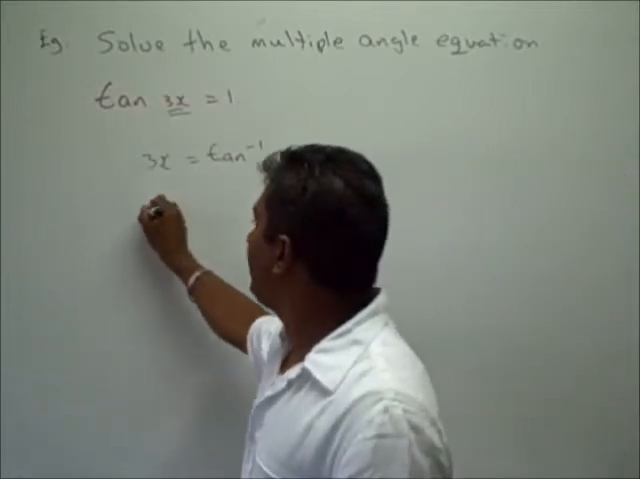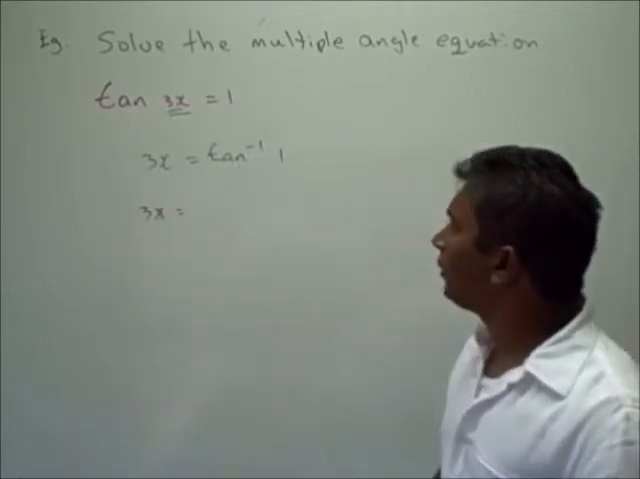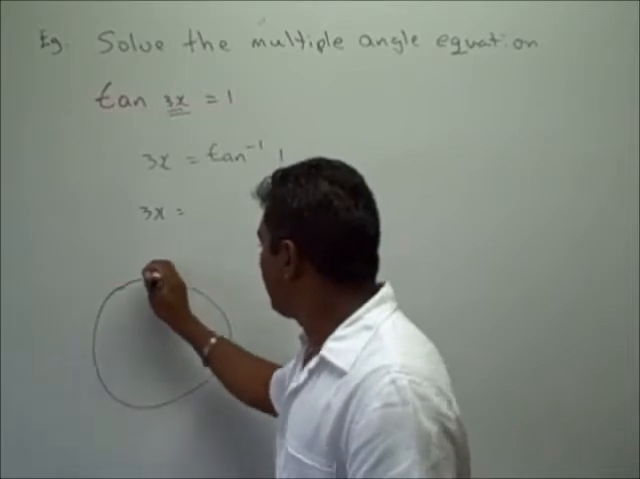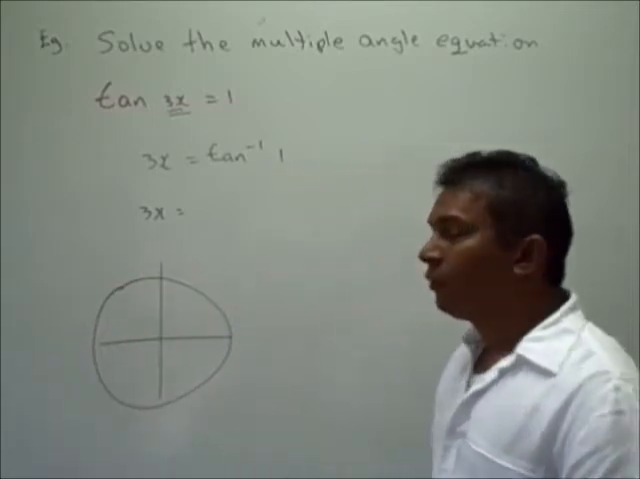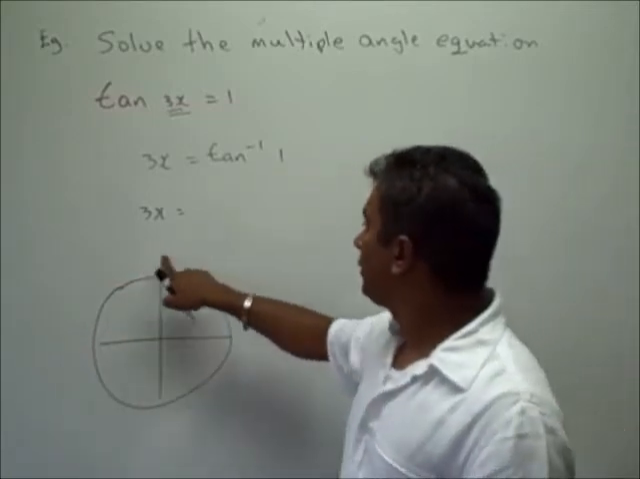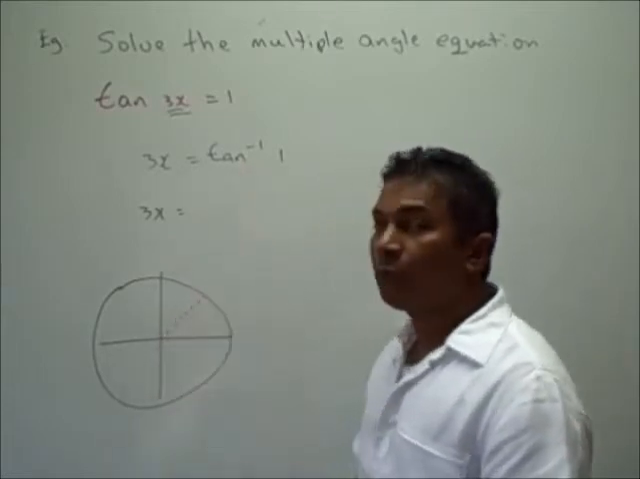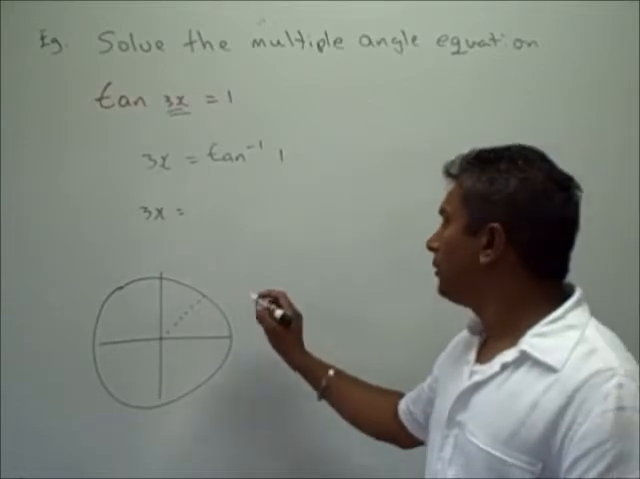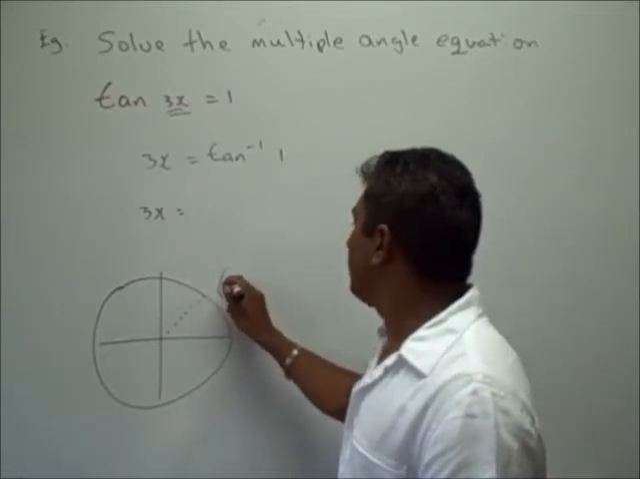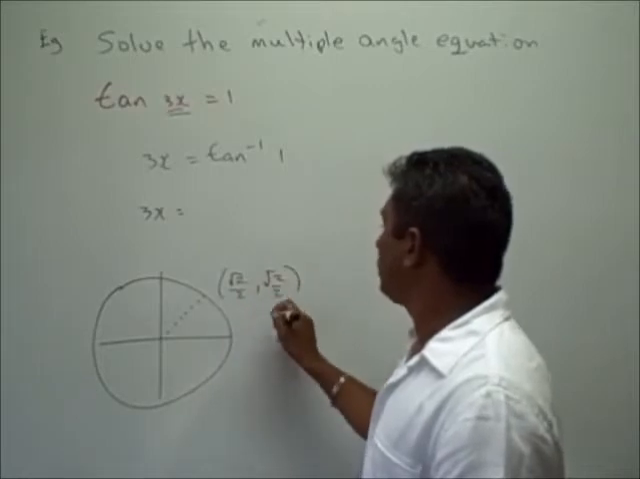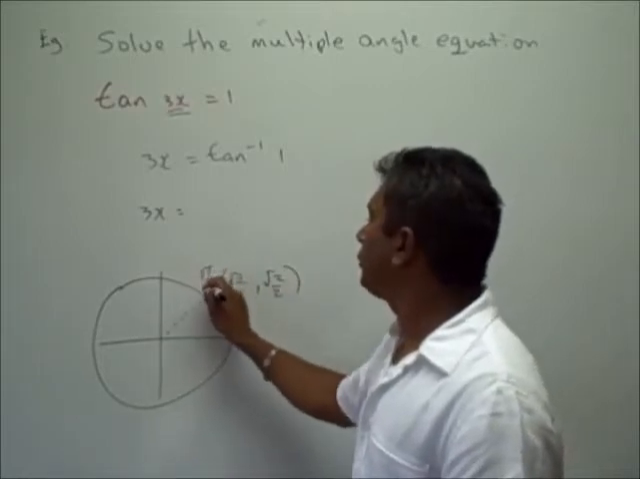So here we have 3x. Well, the arctan of 1 from our unit circle, we know from our unit circle that the angle that gives us a tan of 1 is where sine and cosine are equal. And where sine and cosine are equal is where we have square root of 2 over 2 and square root of 2 over 2, which would be pi over 4.